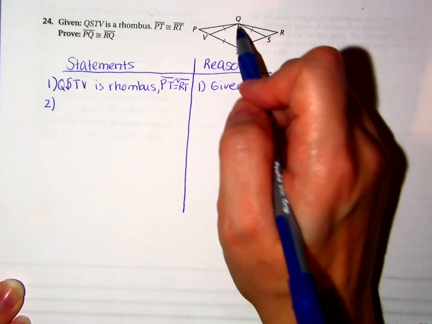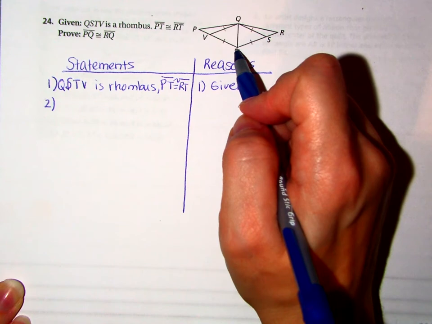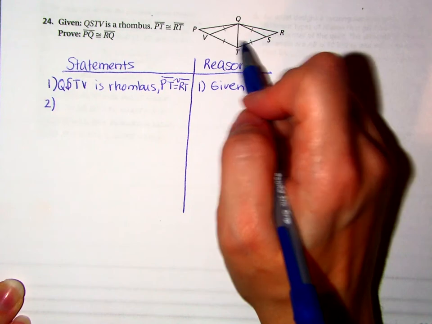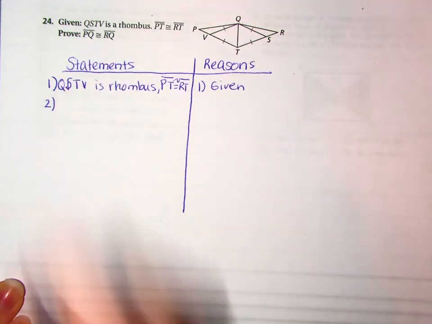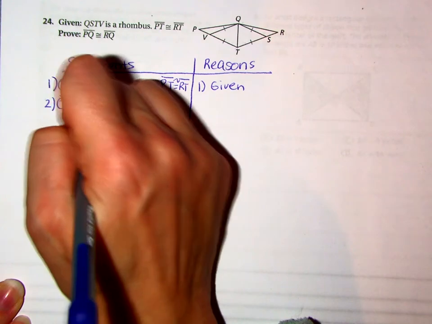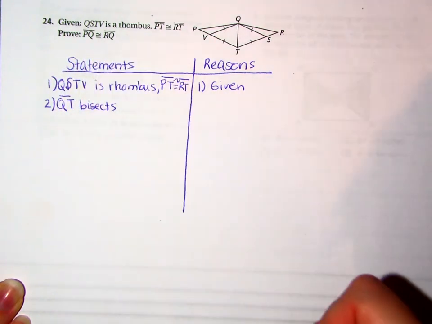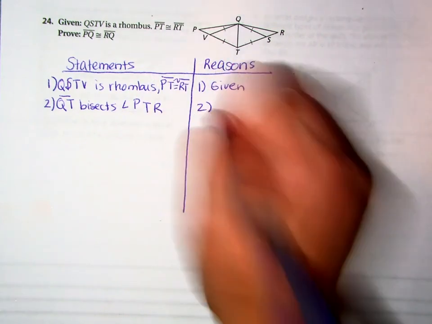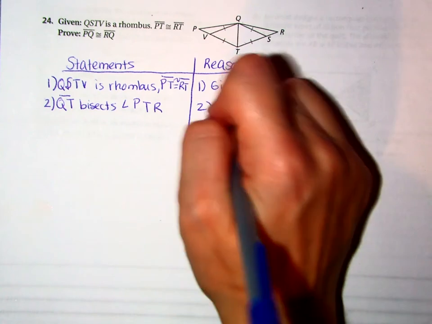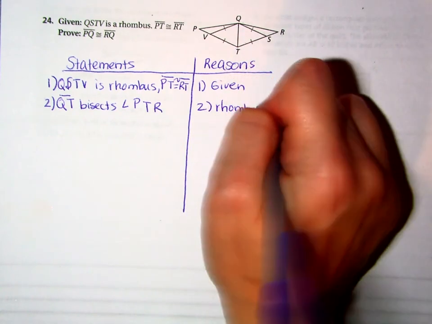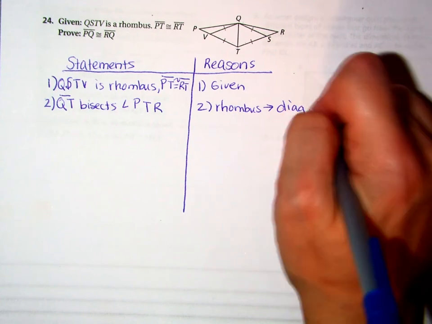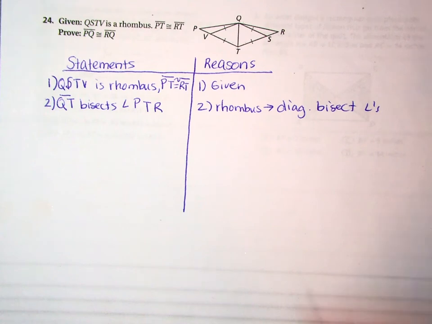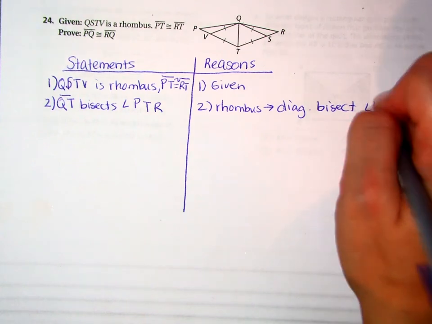Well, if it's a rhombus, look, they've given me a diagonal, and I'm probably going to use it in this figure. And the diagonals inside a rhombus actually bisect the angles. So what I'm going to do in this next step here is say that segment QT bisects the angle PTR. And that is because inside a rhombus, the diagonals bisect the angles. And that would specifically be like the opposite angles.